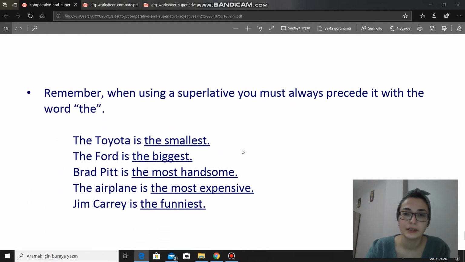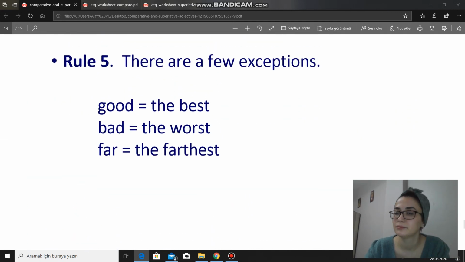And remember, we use than with the comparatives. But this time, with the superlatives, we need to use the before the superlative form. For example, the Toyota is the smallest. The Ford is the biggest. Brad Pitt is the most handsome. The airplane is the most expensive. Jim Carrey is the funniest.